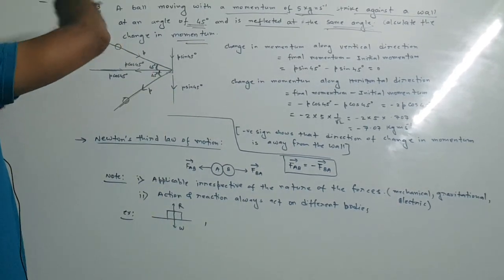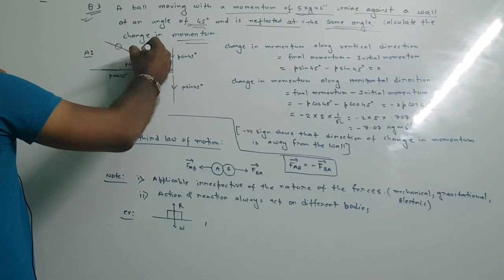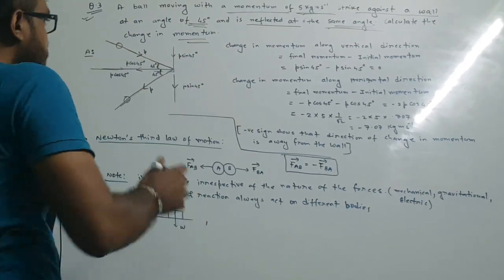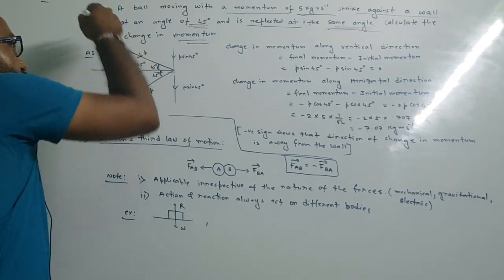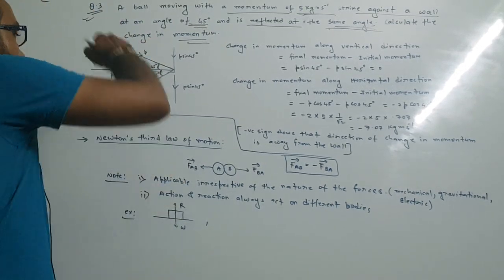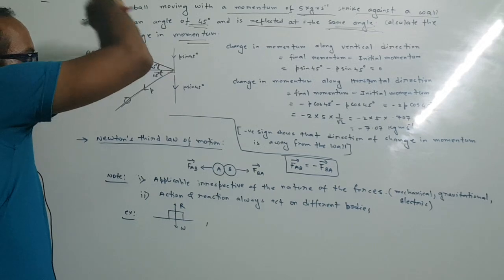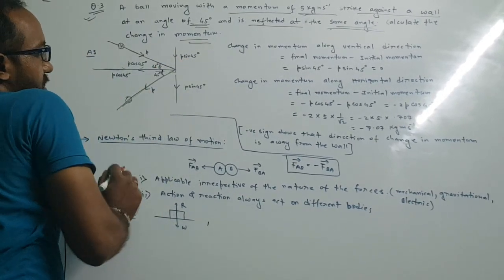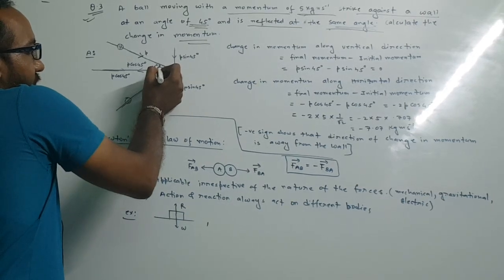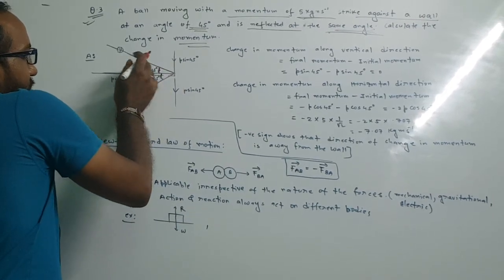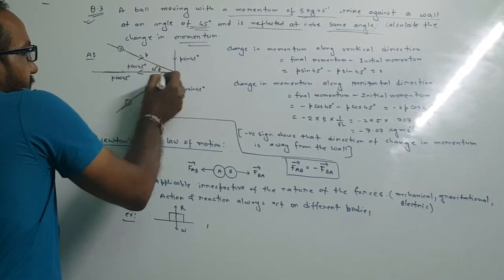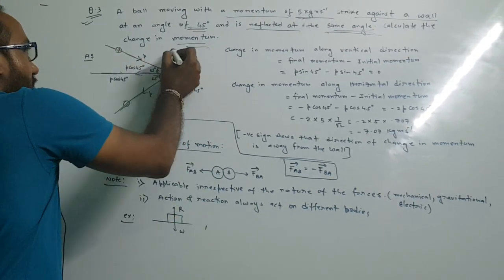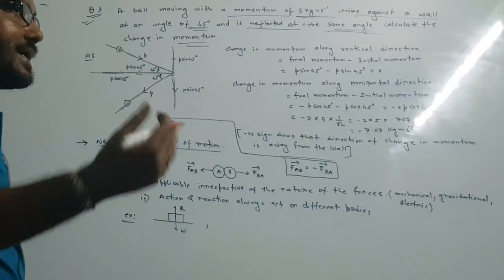The ball is coming in this direction, that means it has momentum, because momentum is mass into velocity. If it has some velocity, it should have some momentum. So momentum is in this direction. We have two components related to the angle 45 degree. One is P cos 45. The side attached to the 45 degree angle is your cos, and the perpendicular component is your sine.